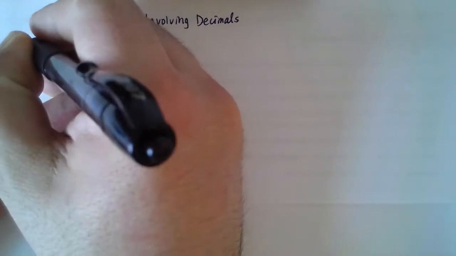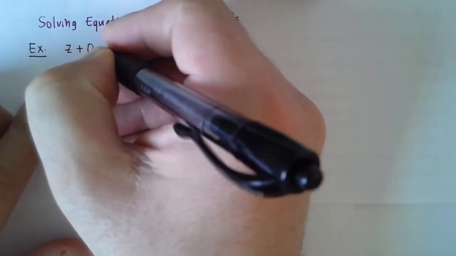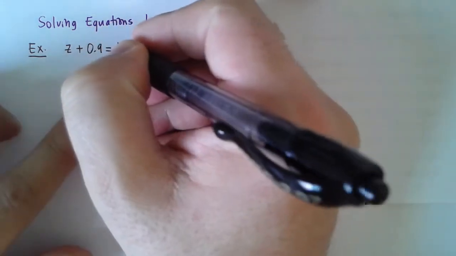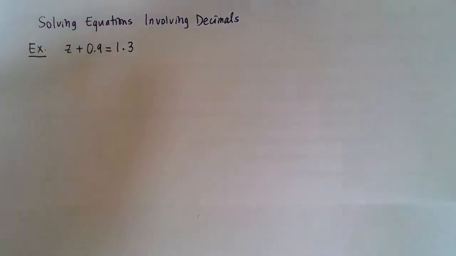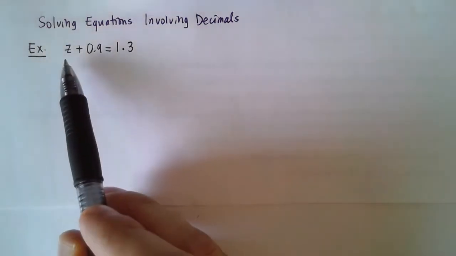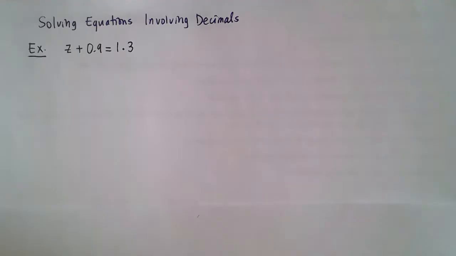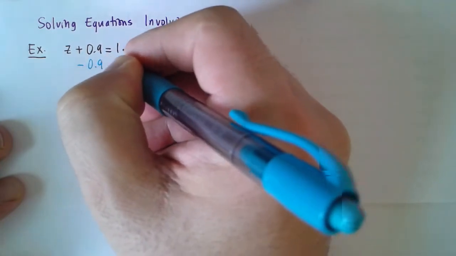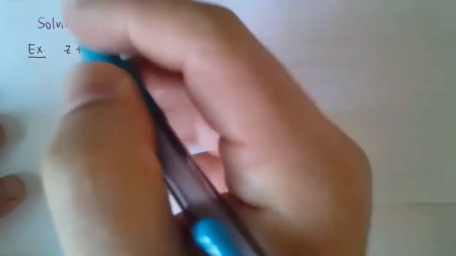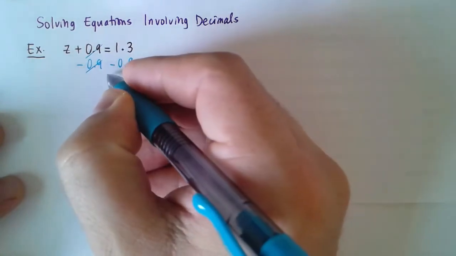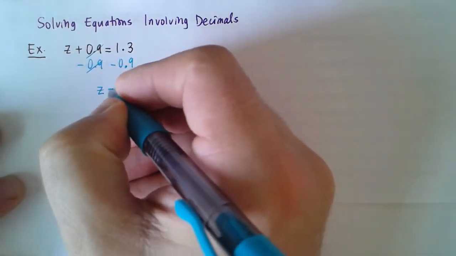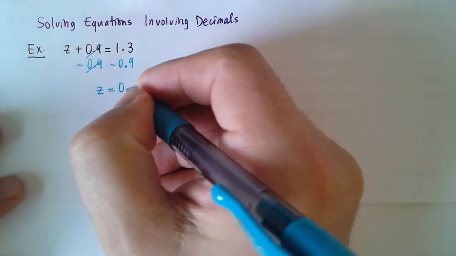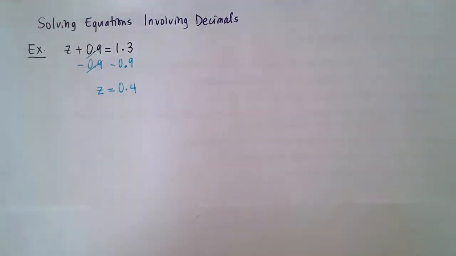So the first example, let's say you want to solve z plus 0.9 equals 1.3. So that's our first equation, the very basic one. You want to isolate z. So for this equation, as you see, we need to subtract 0.9 from both sides, and we line up the decimal points. These two will cancel. So if we subtract them, we get z equals 13 minus 9, so it's going to be 0.4.